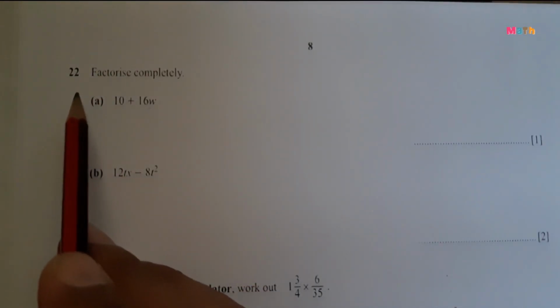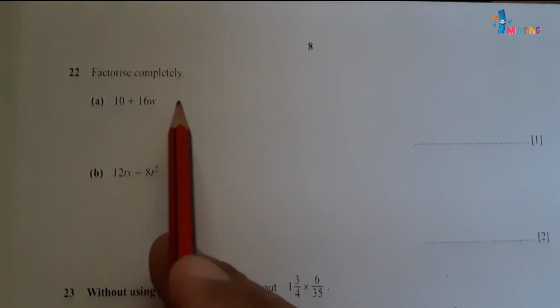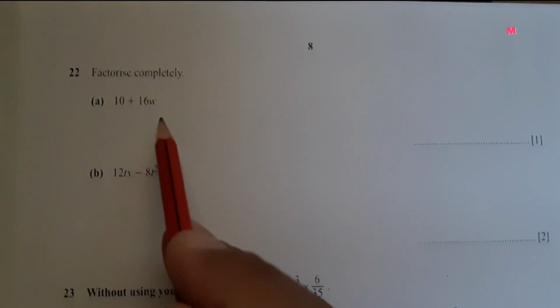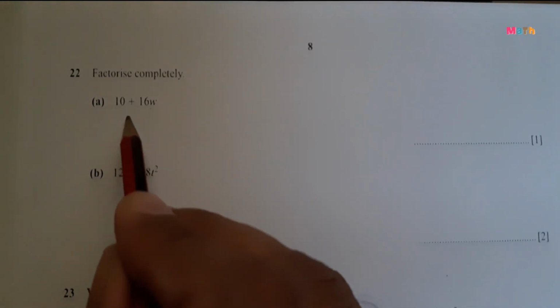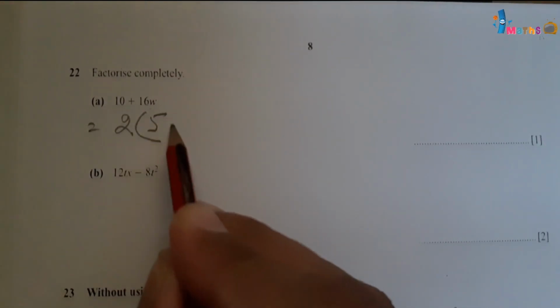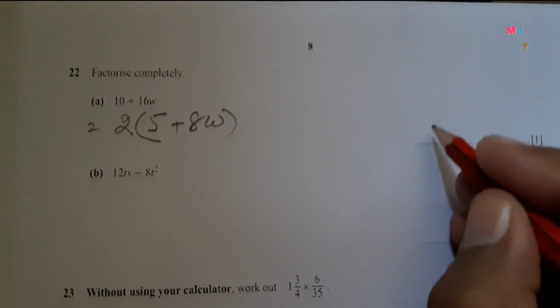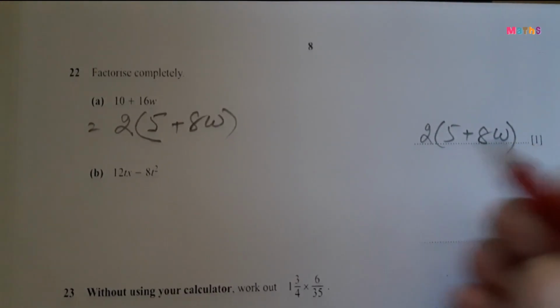Question number 22, factorize completely. A part, 10 plus 16w. So the maximum common factor we can take is 2. So 2 fives are 10 plus 8w. So this will be the answer, 2 into 5 plus 8w. B part.